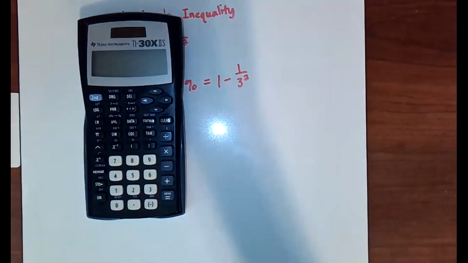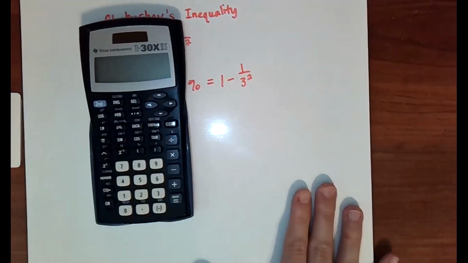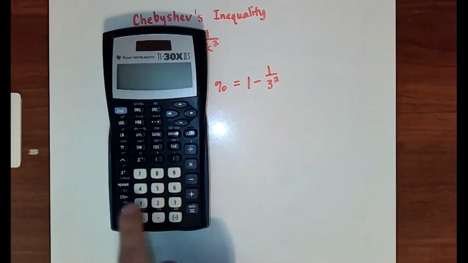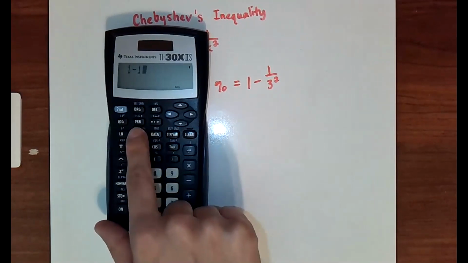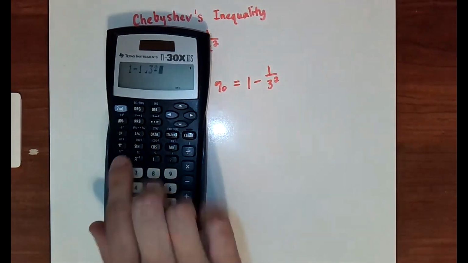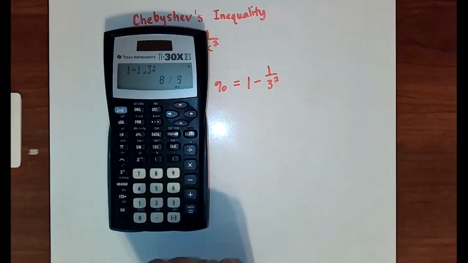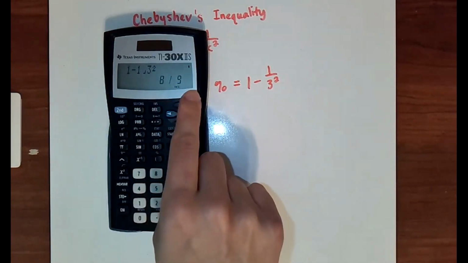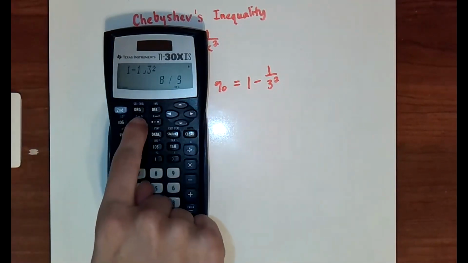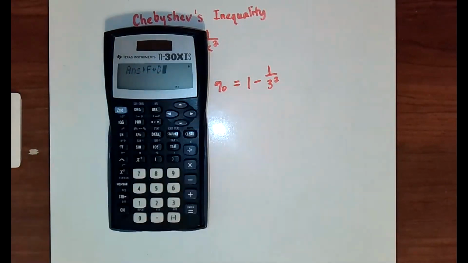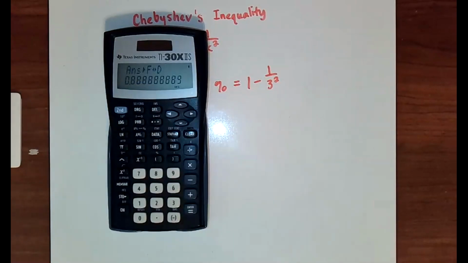Let's type 1 minus 1 ABC 3 squared. That's how you type in your fraction, hit your ABC key. And when I hit equals, I am getting a fraction. Now they're going to want a decimal in the homework. So let's hit the second PRB button. See that FD? That's to go from a fraction to a decimal. So when I hit equals, there's that decimal.